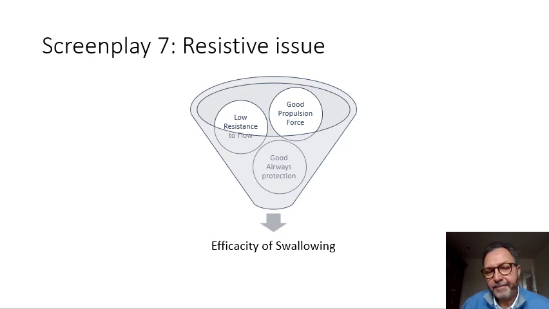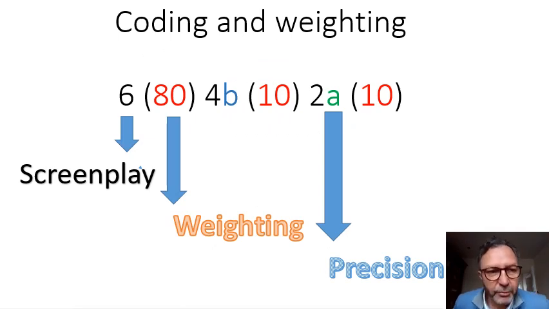To summarize, to have an efficient swallowing, what you need to have is a good propulsion force, a low resistance to flow, and good airway protection. If you have these three factors, you can conclude that your patient is safely and efficiently swallowing. So how do you transmit your conclusions? It's quite easy. You have noted several scenarios because several scenarios can coexist indeed. So you will note them from the biggest to the lowest, all these scenarios, and then you will try to ponder them. You will try to weight them.